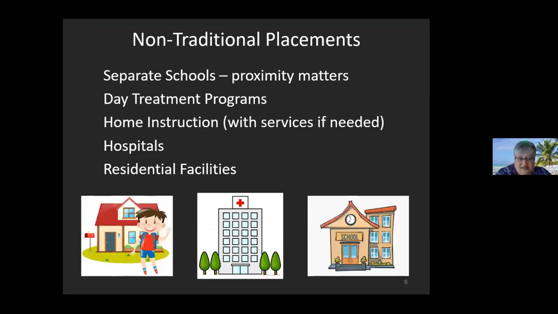So the non-traditional placements, I guess I already talked about those. Day treatment programs, I think that's the one I didn't mention. That might be a place where somebody goes either for partial hospitalization or just an autism school or something where they are going there for the day and coming back home in the evenings. But again, all the way through a residential placement. Go ahead, Kara.